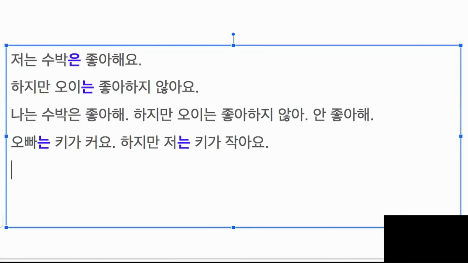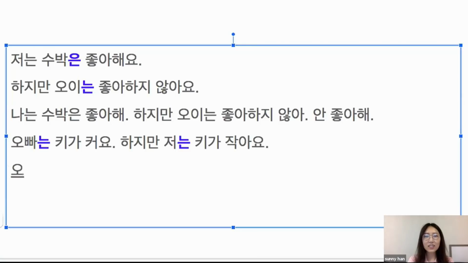오빠는 키가 커. 하지만 나는 키가 작아. 오빠는 키가 커. You can explain, talk to your friend. My brother is tall, but I'm short. I'm not tall, right? 오빠는 키가 커.